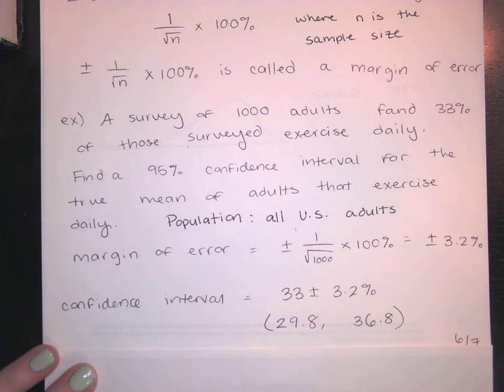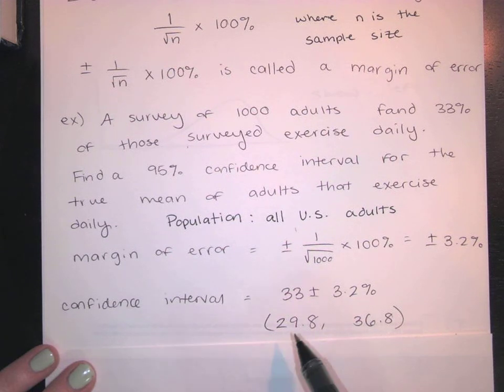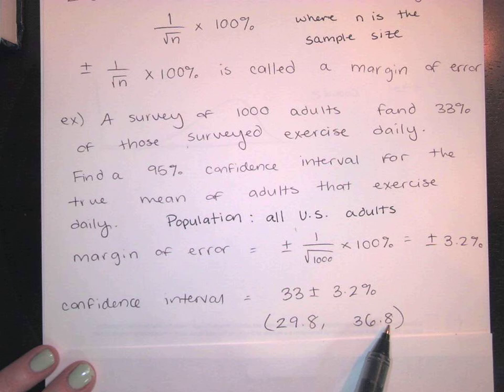Just to restate this one more time, the way we should report our results: we are 95% confident that the true mean of U.S. adults that exercise daily is in between 29.8 and 36.8%. That doesn't mean that the true mean is definitely in here. It just means there's a 95% probability that the actual mean is in here.